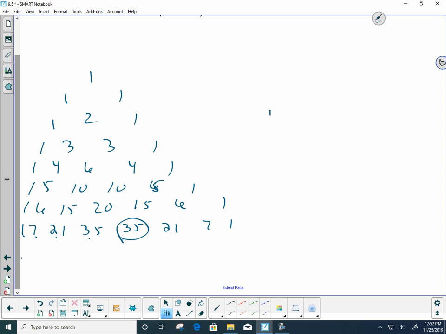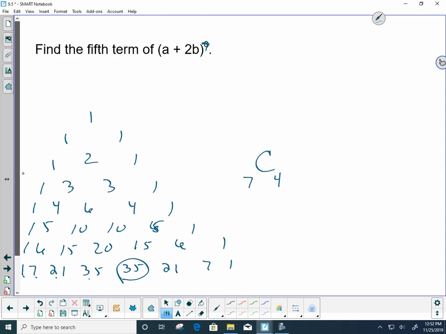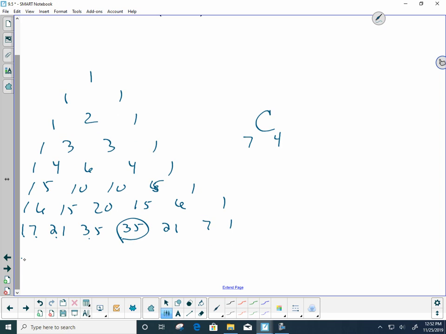Or I could have done a combination, raising it to the 7th power. My fifth term would actually be r equals 4, but 35 matches, because the first one would be a combination, 7 choose 0. Then this is a combination, 7 choose 1, 7 choose 2, 7 choose 3. So this one is 7 choose 4. So the number of the term, this r will be 1 less.